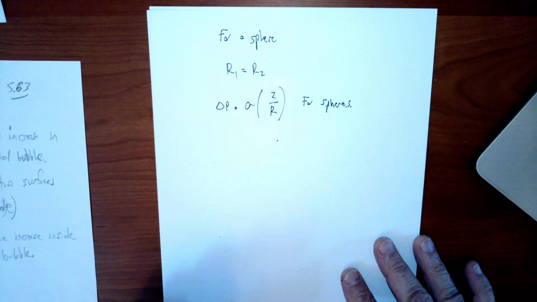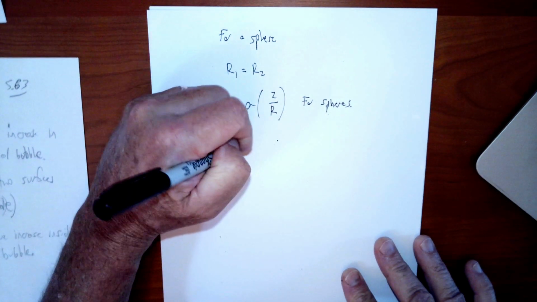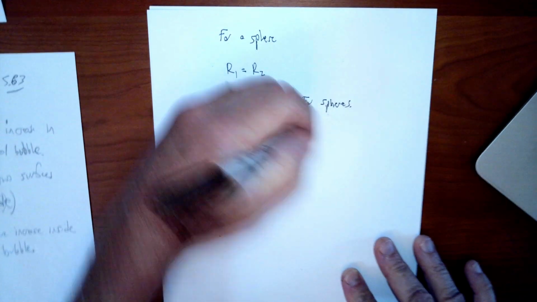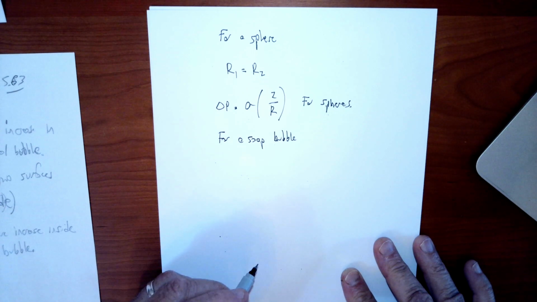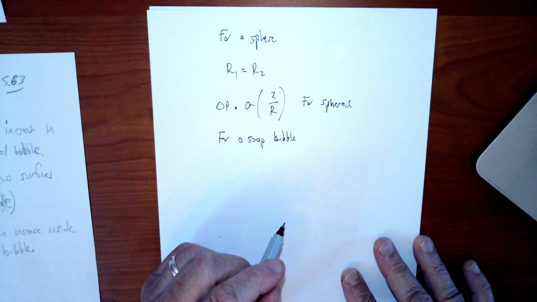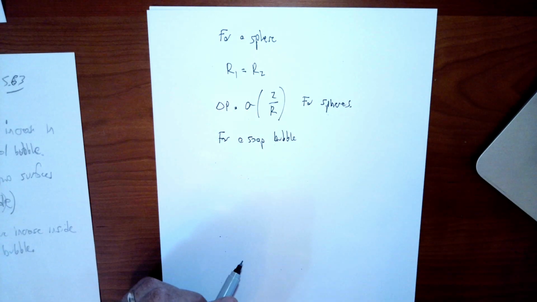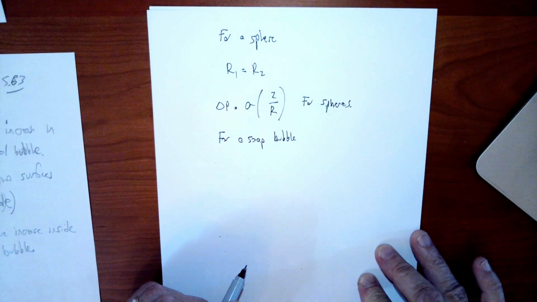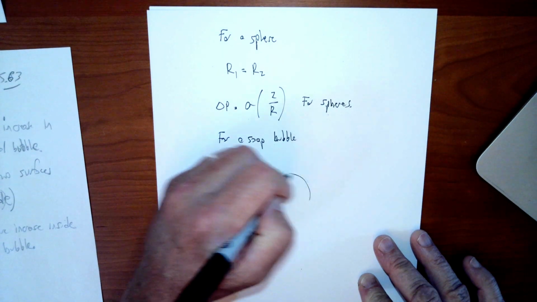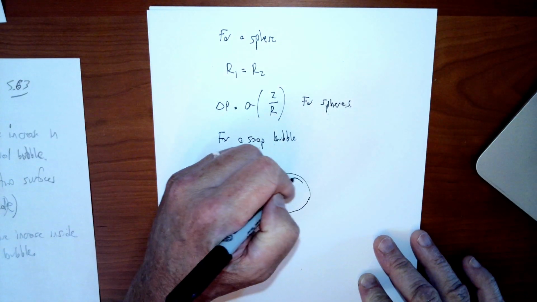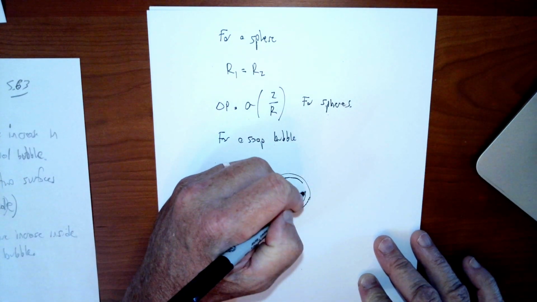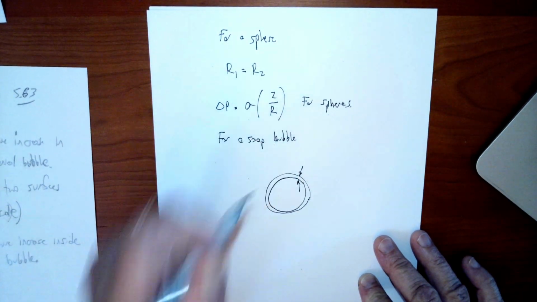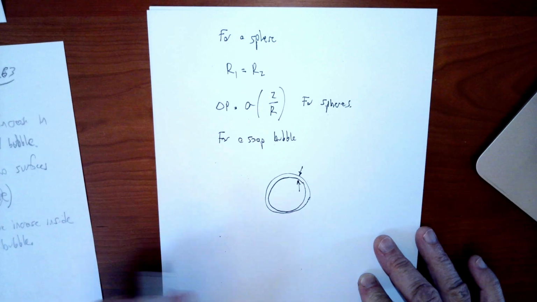So let's consider a soap bubble. For a soap bubble, we can calculate how much pressure would be across that interface. But you need to remember that there are potentially two surfaces, one inside and one outside, right? Because if you were to draw a soap bubble accurately, you would have a liquid to air interface here, and a second liquid to air interface there. So you're actually crossing two interfaces.